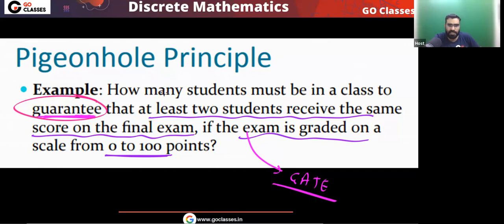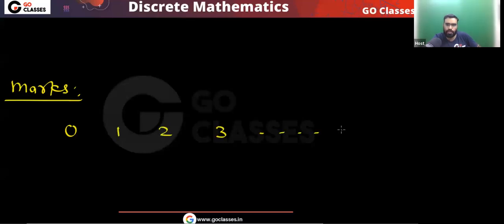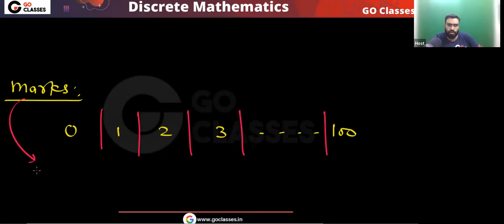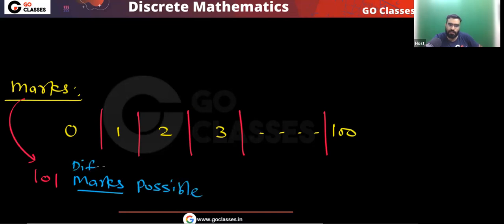So how many students must be there in the class to guarantee? I want to guarantee that at least two students will get the same marks. See, what are the marks possible? Can you tell me? This is possible, this is possible, this is possible, and so on. So how many marks are possible? Tell me. So total, you can notice 101. I can say 101 pigeonholes are there. 101 different marks are possible.